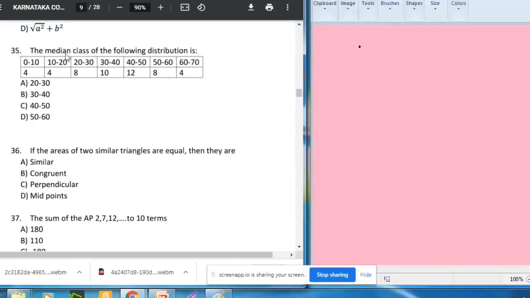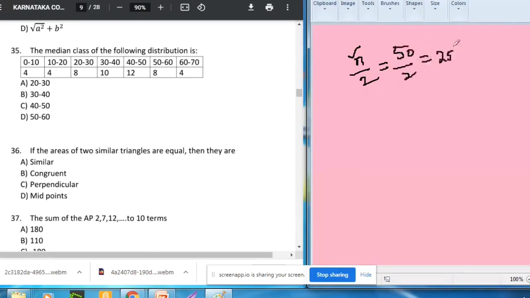Now to 35th question. The median class of the following distribution is. They have given the table and we are going to find the median class. To find the median class, we have to find the value of n by 2, where n is the total number of frequency. 4 plus 4 plus 8 plus 10 plus 12 plus 8 plus 4 will be equal to 50. 50 by 2 value is 25 and this 25 lies between the frequency 30 to 40. So the median class will be 30 to 40. B is the correct option.